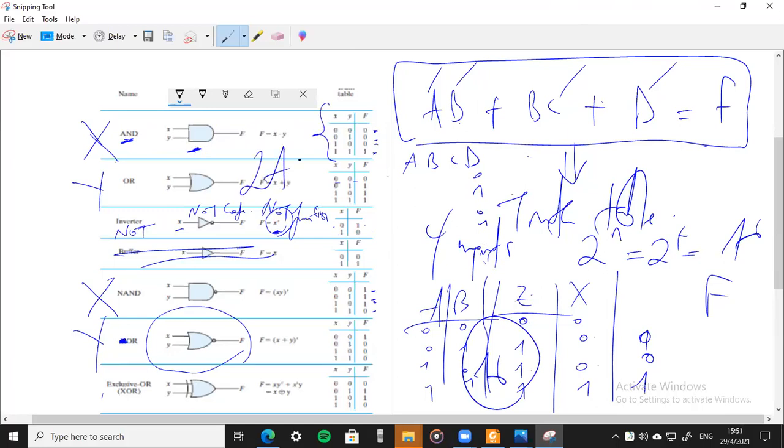Now, from the knowledge you have of the operators, of the symbols, of the truth table, and of the laws, it means you are ready to get into logic design. You are ready to go into combinational circuits. You are ready to go into sequential circuits. But before we get there, you need to understand this first. So let's continue with Boolean algebra.